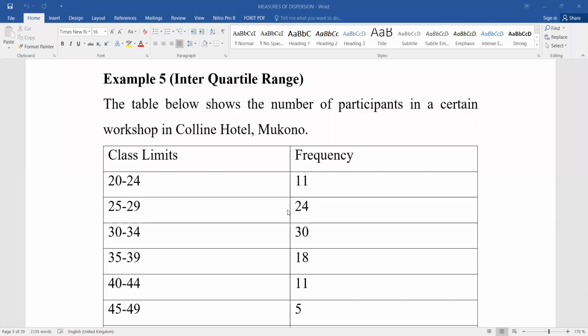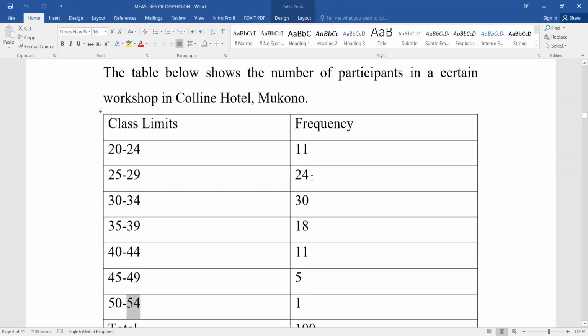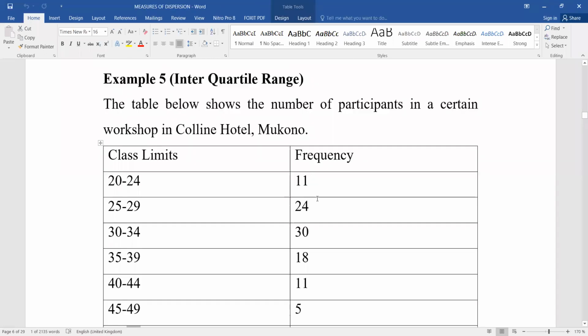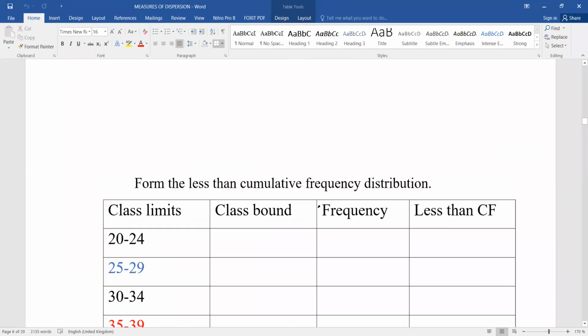The number of participants is always discrete. And we said for discrete, we always use inclusive. So we have classes from 20 to 24 up to 50 to 54. Then we have the frequencies from 11 up to 1.